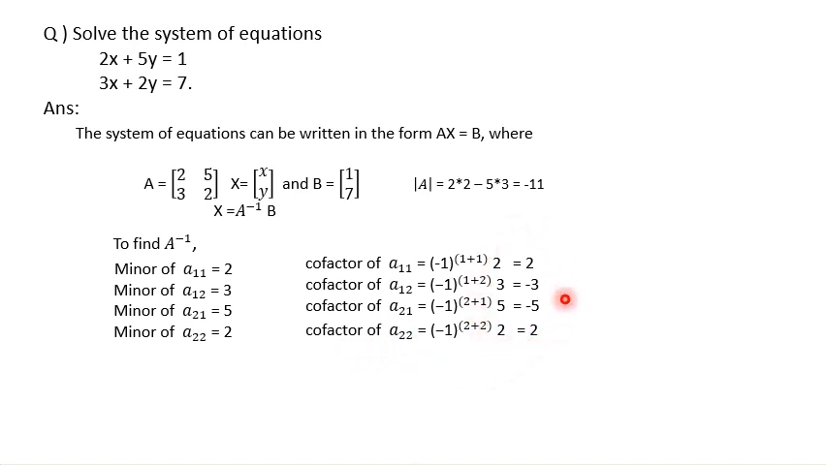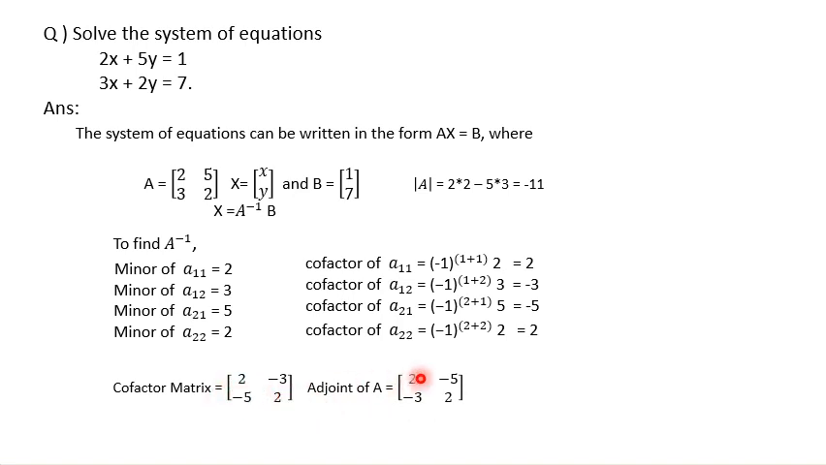Now, we need to write the cofactor matrix. So, here the cofactor of A11 is 2, the cofactor of A12 is minus 3, the cofactor of A21 is minus 5, the cofactor of A22 is 2. Now, from this cofactor matrix, we can write the adjoint of A. Just the transpose of this cofactor matrix is the adjoint matrix. So, 2 minus 3 as a column, 2 minus 3.